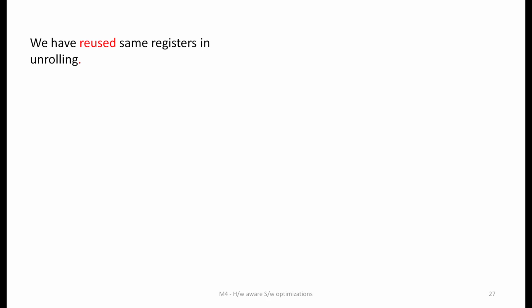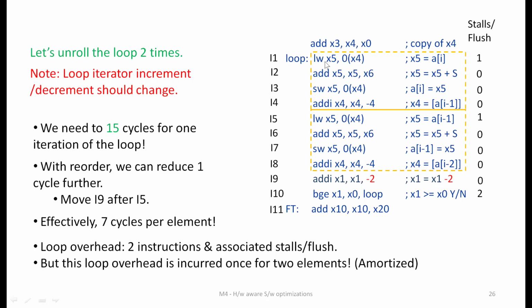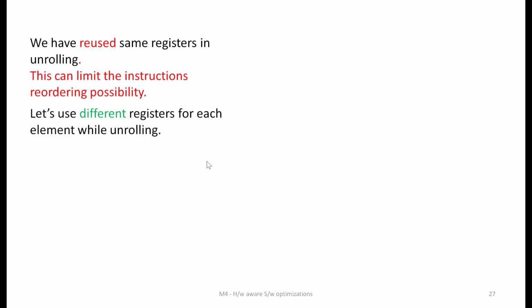When we unrolled the loop earlier, we reused the same registers. So for example, we have used I5, I4, I6 for the first element and the second element. So that has limited the reordering possibility for the compiler. Now if we use different registers, then the unnecessary dependencies would be removed, and we would be able to reorder the instructions to reduce any more stalls.